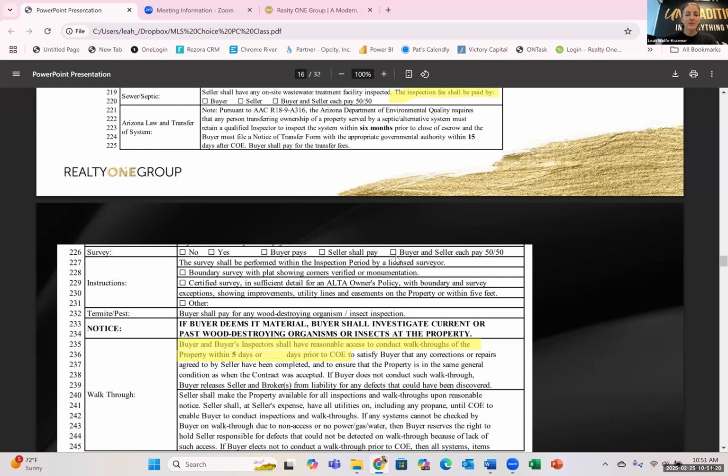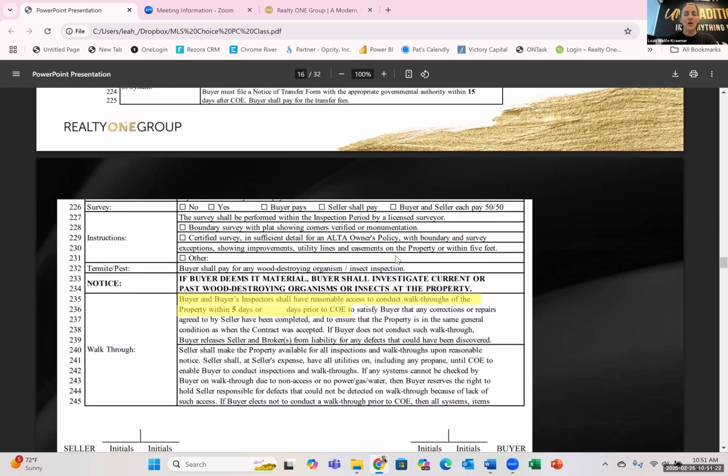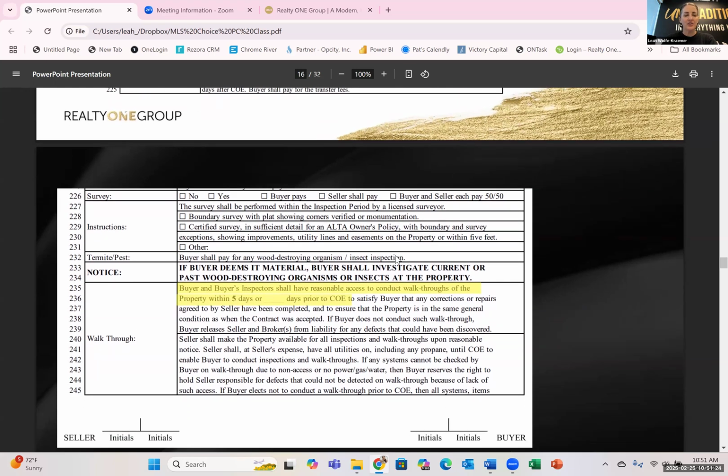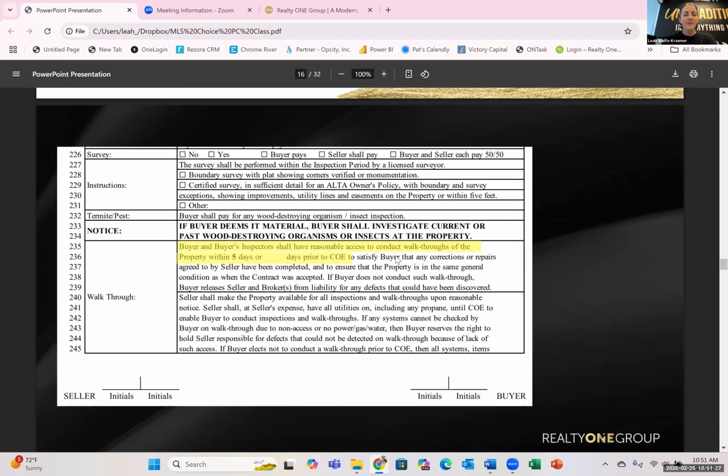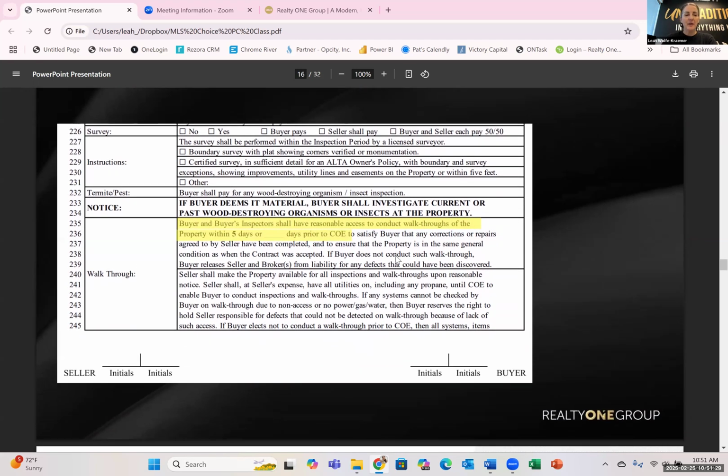If this is land, obviously we're going to have some survey stuff. So then there are who's ordering it, who's paying for it, the instructions to the surveyor. The termite pest, again, that's paid for by the buyer. We know that they're responsible for all of their inspections. And then just these other reminders. But then we go into the walkthroughs.